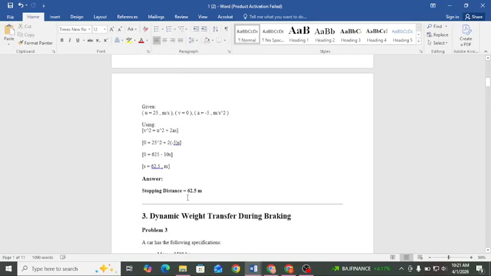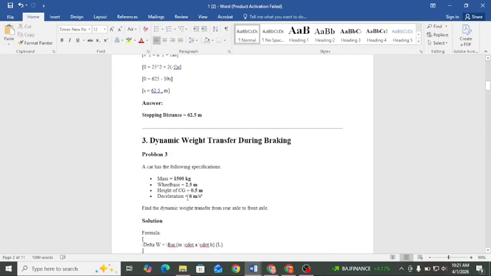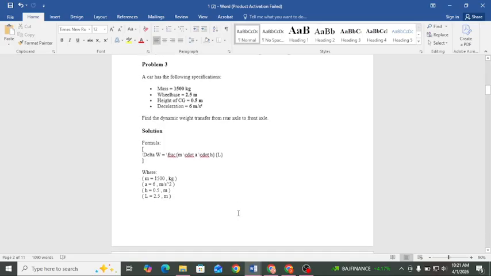Okay, next is the dynamic weight transfer during braking. The problem: the car has the following specification. Its mass is 1500 kg, the wheelbase is 2.5 meter, the height of the CG is 0.5 meter, and the deceleration is 6 meter per second square. Find the dynamic weight transfer from the rear axle to the front axle. The solution is given in front of that.